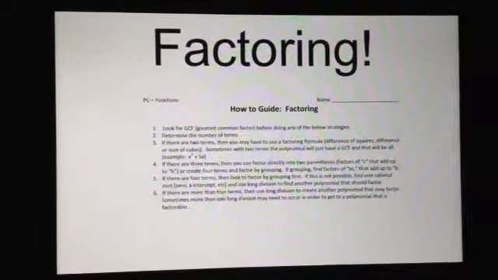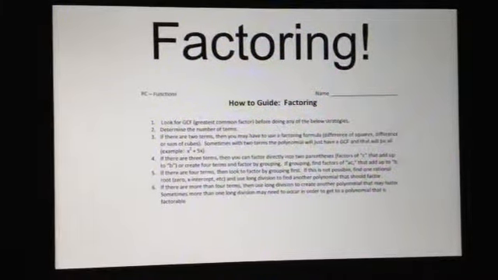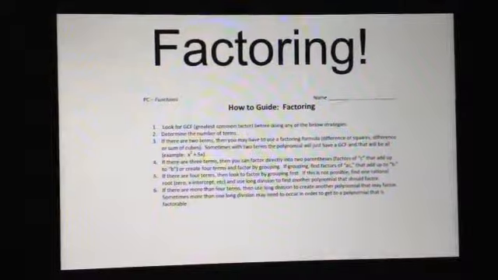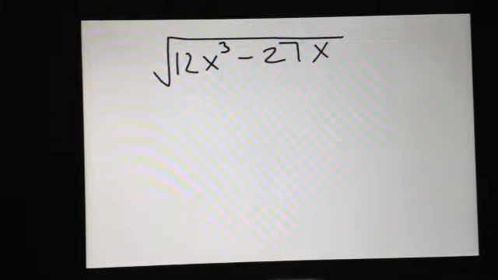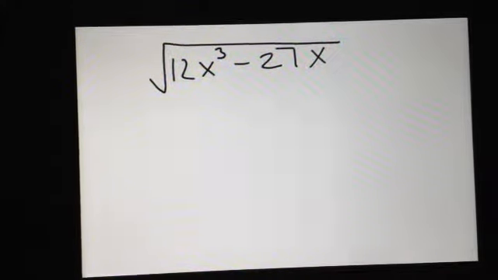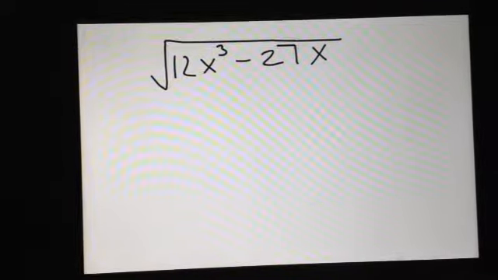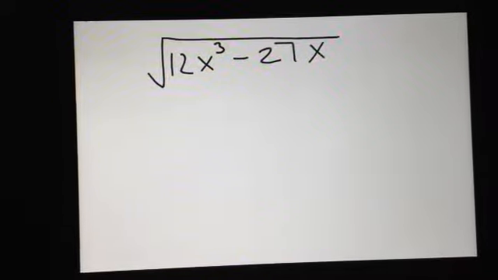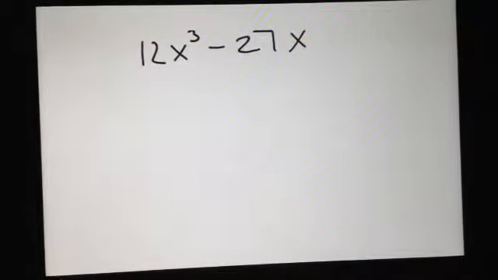The first direction is look for GCF, which means greatest common factor. So when you look for the greatest common factor, you have to look for a number or variable that all of them have in common that you can pull out. So first what you want to do is pull it out of the radical. So just get rid of this radical right here. Just pretend like that doesn't exist for a second.